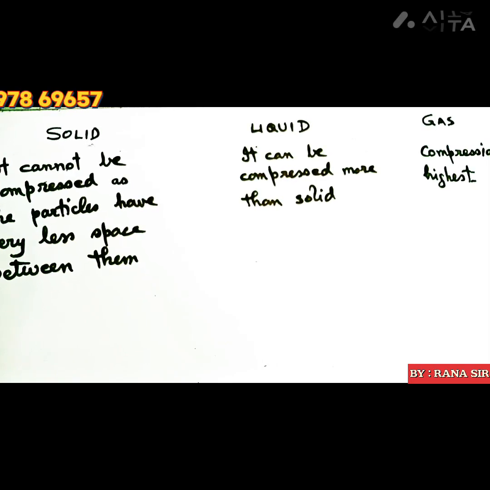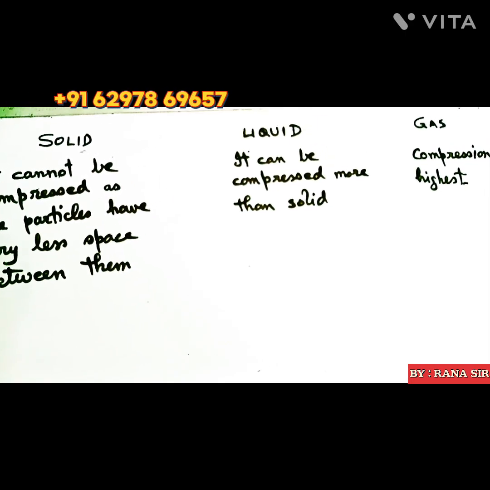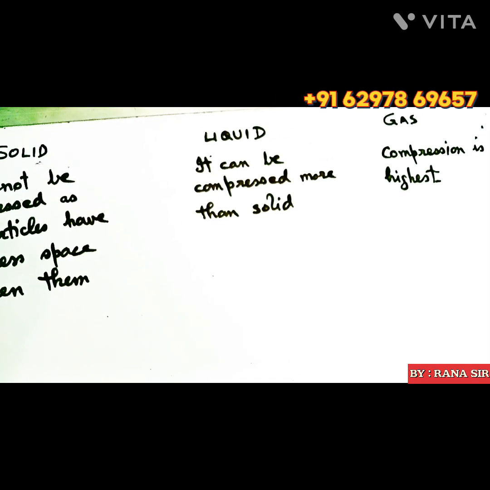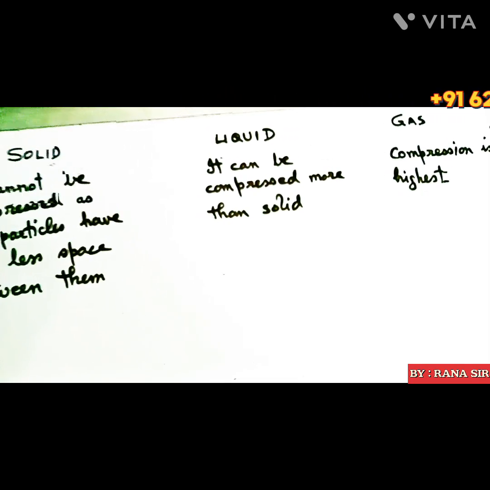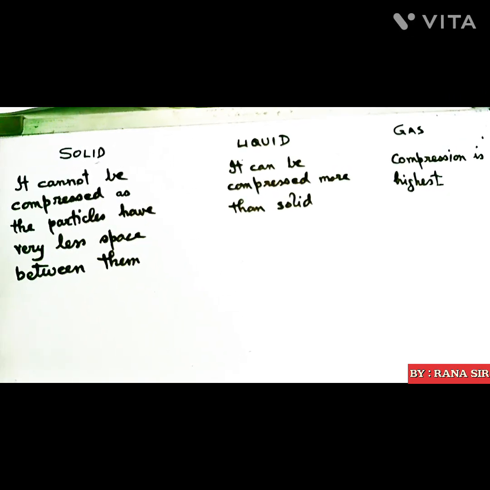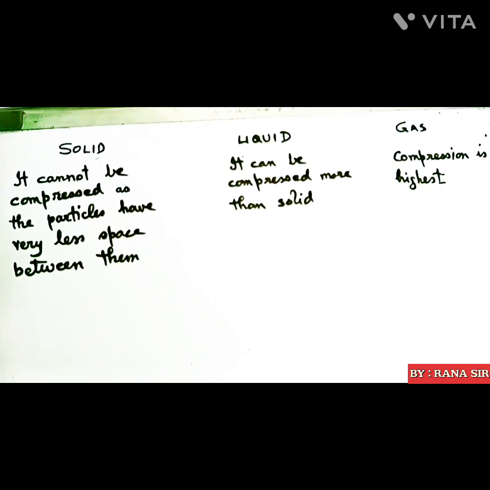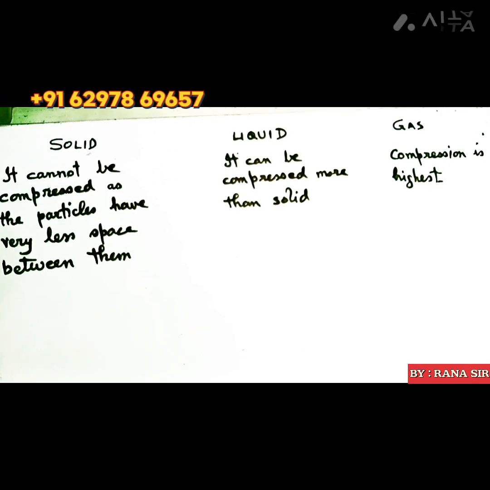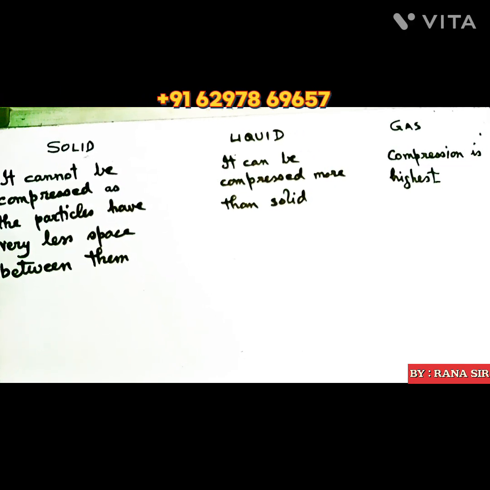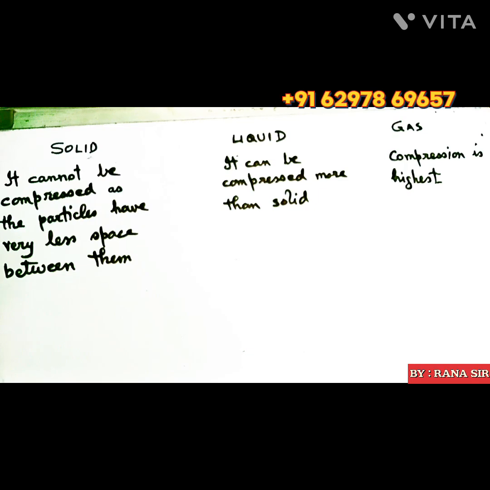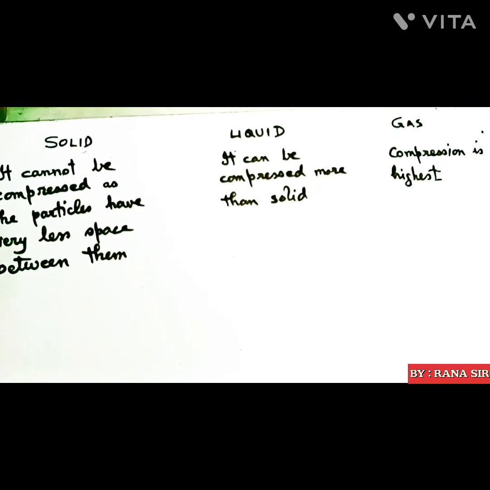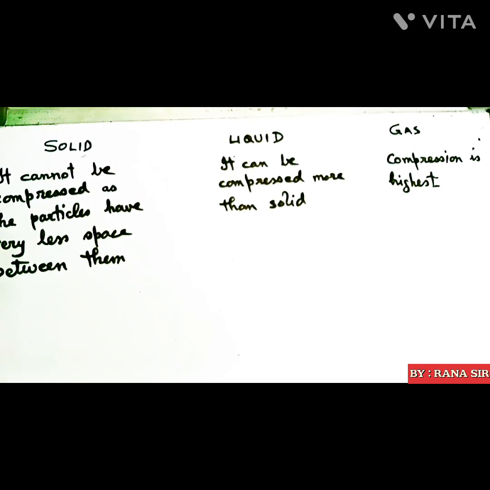In liquid, on the other hand, the compression is more than solid. In gas, the compression is highest. There's a reason in our kitchen we have LPG, liquid petroleum gas, in a cylinder. So 10 kilograms of gas is compressed and put in a cylinder. That is only possible in the case of gas because the particles have space between them that can be compressed into a small container.